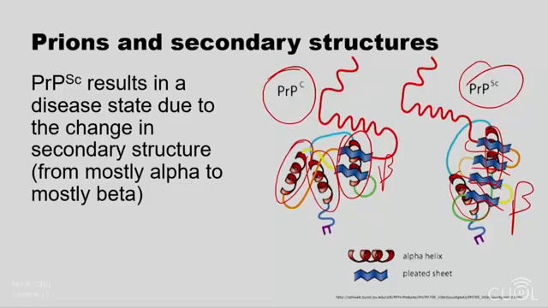In this case, the stable protein has mostly alpha helices, so I'm going to erase the beta, whereas the unstable protein, the infectious protein, has more beta sheets, has more of those secondary structures. And as it has more of those secondary structures, it becomes toxic.